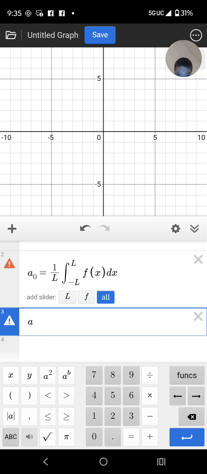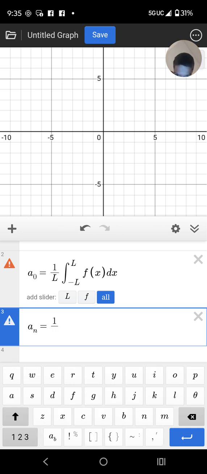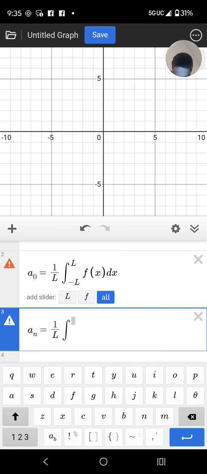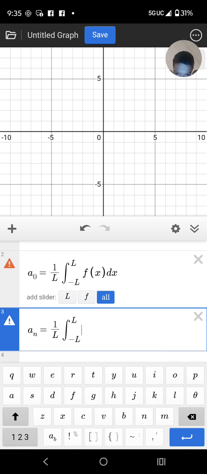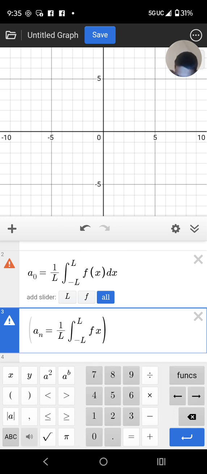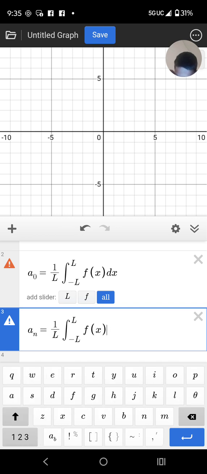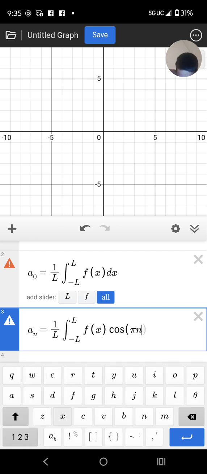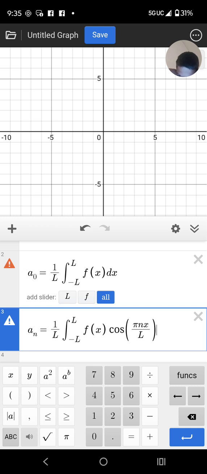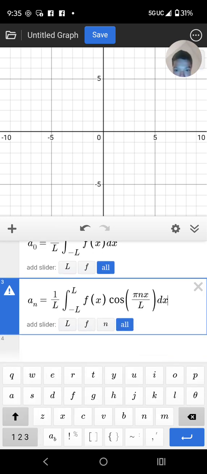So, formula for a sub n equals 1 over L, the integral from negative L to L, of f of x times cos of n pi x divided by, guess what, L, with respect to x. That's a Fourier series.